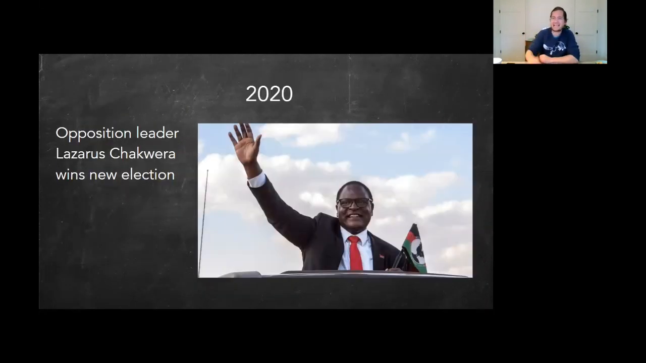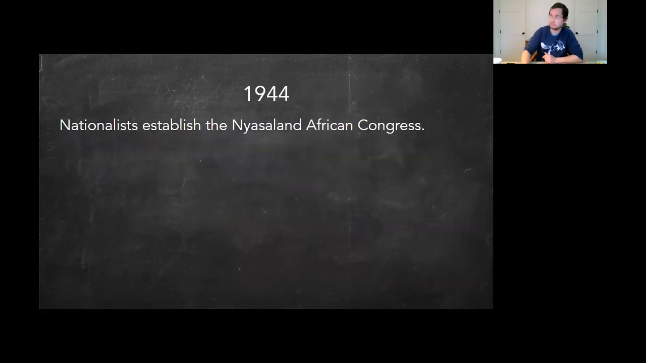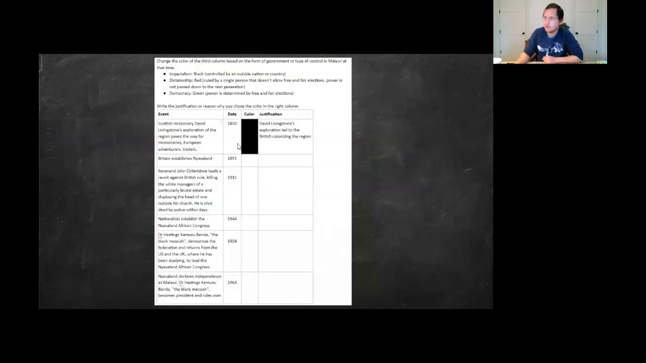So now is a good time to make sure you understand the expectations again of that document and the colors that go in that third column and your justification in the right column. So I'll go back briefly. There you go. Right. So again, imperialism is this idea when someone on the outside controls your country, such as the British in this example, coming and controlling Malawi or Nyasaland at the time. Okay. So that color, as long as the British are in control, should be black in this third column. And you need to write why.